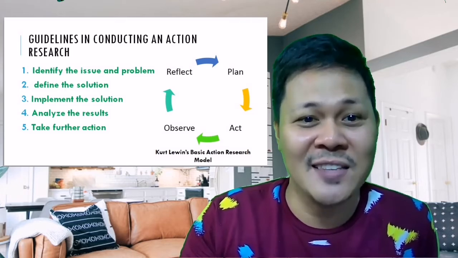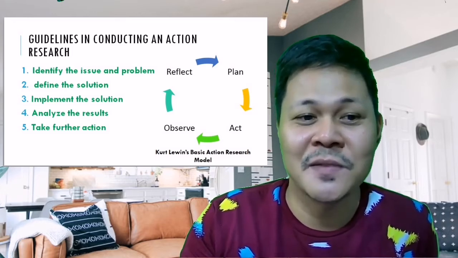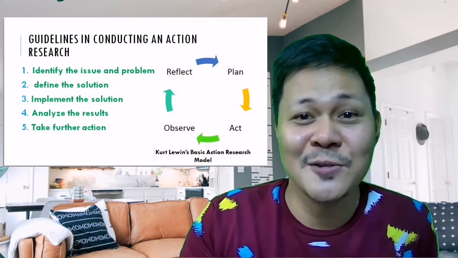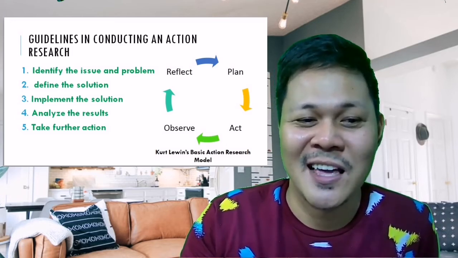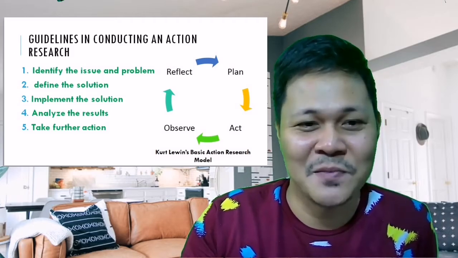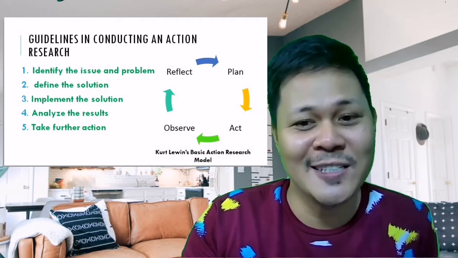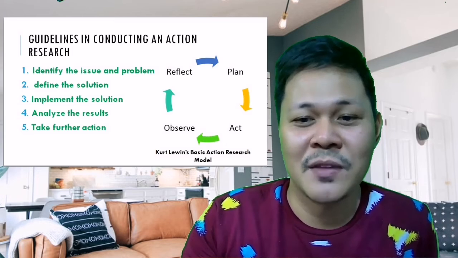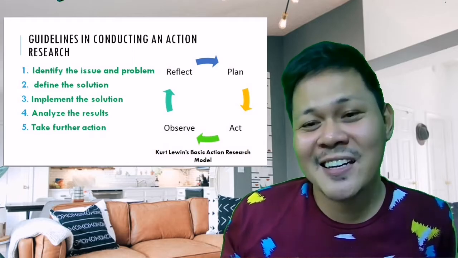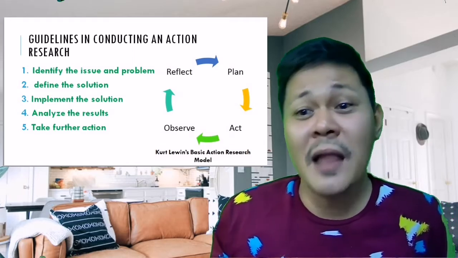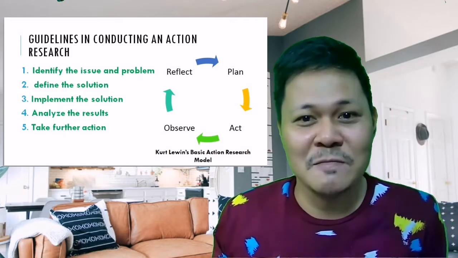First, identify the issue and problem. Second, define the solution. Third, implement the solution. Fourth, analyze the result. And fifth, take further action. These guidelines in making action research are based on Kurt Lewin's basic action research model. First, you are going to observe and then reflect. After reflection, you need to plan your action. And then you are going to perform that action.